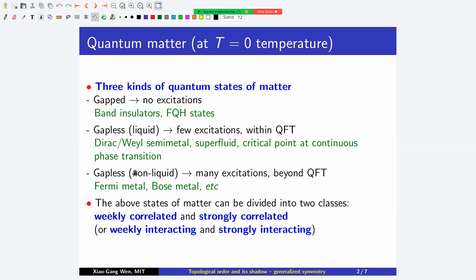There's another kind of gapless matter we call non-liquid, which has a lot of excitations and is beyond quantum field theory. So the liquid gapless matter is within quantum field theory, but the non-liquid is beyond quantum field theory, like a Fermi metal or Bose metal. Certainly, those kinds of quantum matter can also be divided into two classes, either weakly correlated or strongly correlated, or weakly interacting or strongly interacting, or maybe say easy or hard.